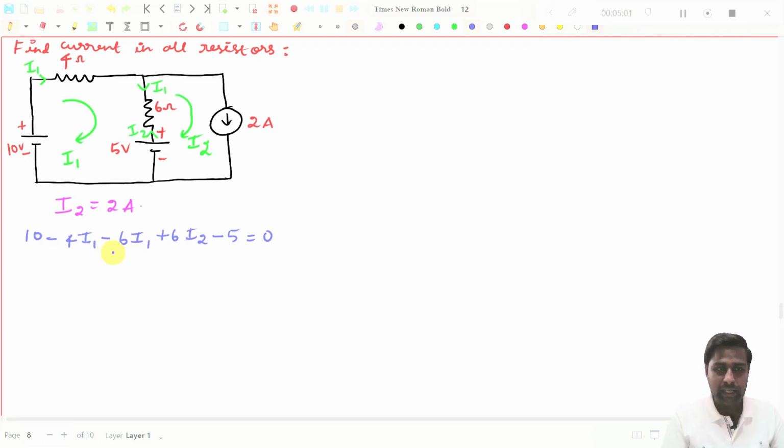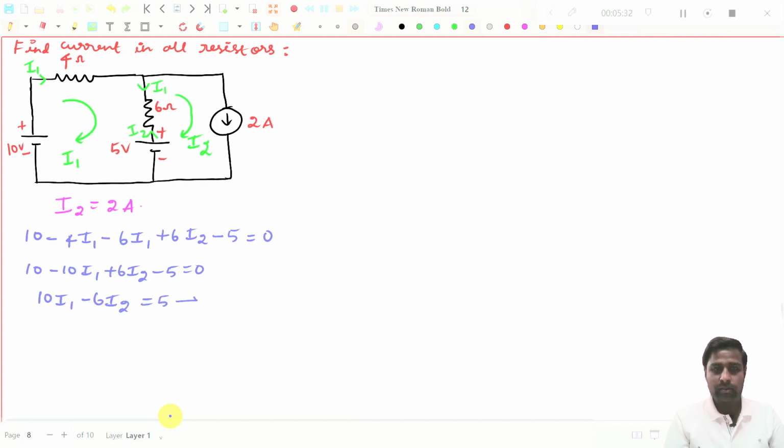So what I will get is 10 minus 10I1 plus 6I2 minus 5 equal to 0, right? If I simplify further, 10 minus 5 becomes plus 5, and I will bring all the other terms to the right hand side. So I will get 10I1 minus 6I2 equal to 5, right? So this is my expression number 1. I have brought this 10I1 and 6I2 to the other side.